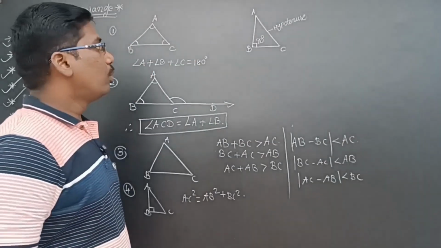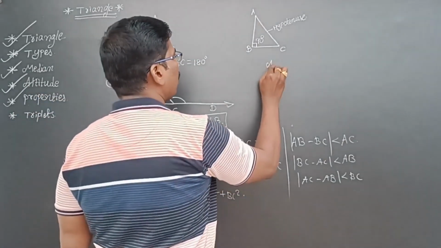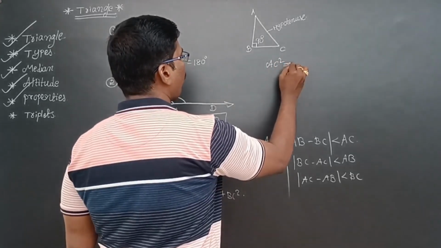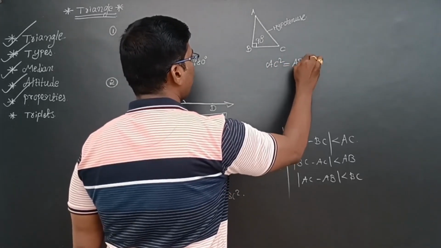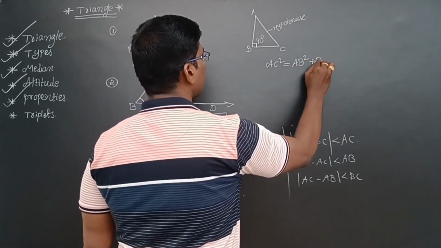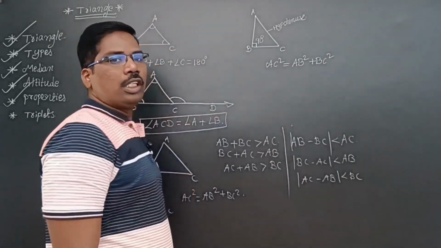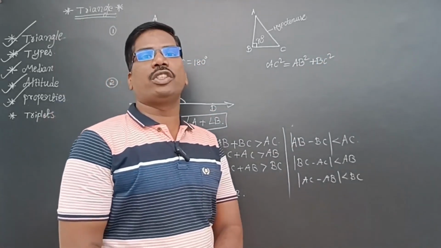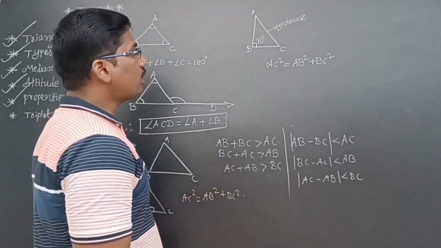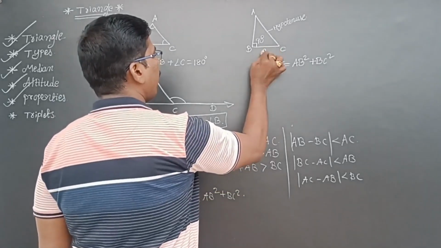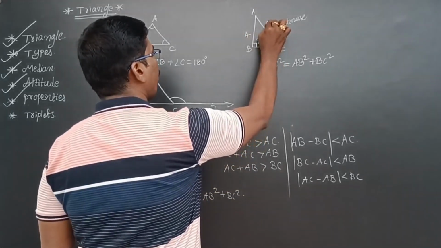Hypotenuse. Now, we know very well the square of the hypotenuse is equal to the sum of the squares of the remaining two sides. Now, let us suppose you take this is 3 and this is 4 and this is 5.